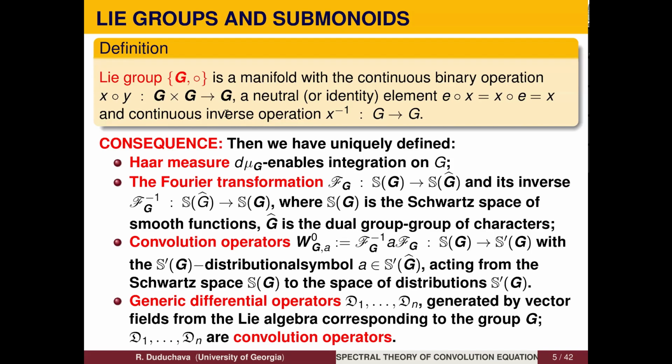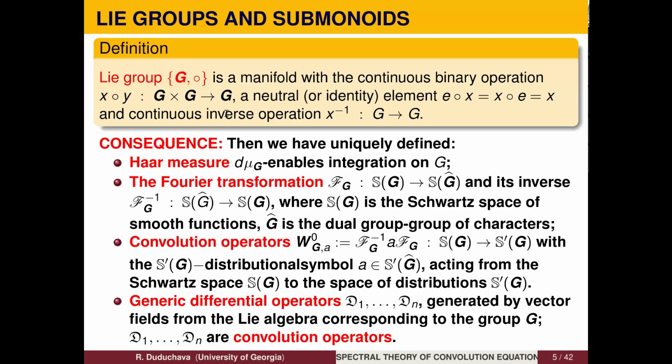If we have such an object, a group, then we automatically have the following very important properties. First of all, we have the Haar measure, which is defined uniquely on the group. And surprisingly, we require not very much from the group, and we suddenly have the Fourier transformation assigned to this group. The Fourier transformation transforms the Schwartz space to the Schwartz space on this group, that means fast decaying functions, and it has an inverse and so on.